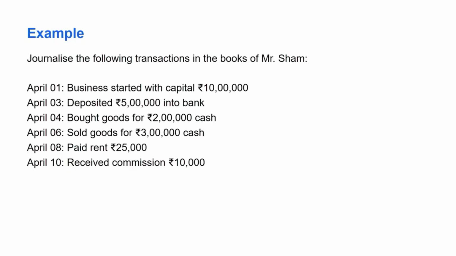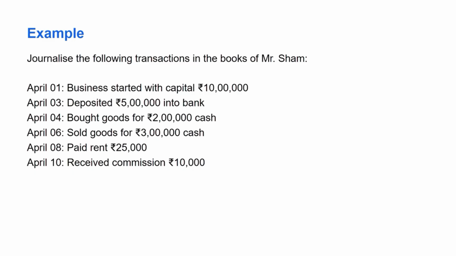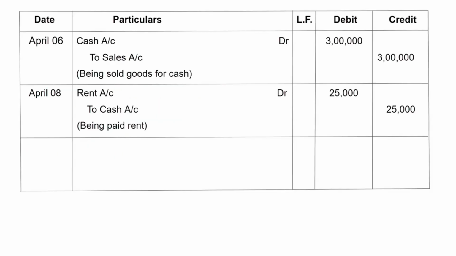April 8th, paid rent 25,000. Here the two accounts are rent account and cash account. Rent account, it is nominal account, expenses, and debit all expenses and losses. And cash is a real account, cash goes out of the business, so credit what goes out. And we record it as April 8, rent account debit 25,000 to cash account 25,000, and the narration is being paid rent.